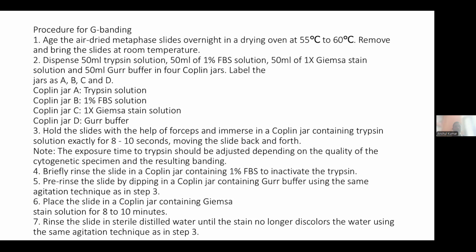Then rinse the slide by dipping it in the Coplin jar containing GURR buffer, using the same agitation technique as in the previous step. Place the slide in the Coplin jar containing Giemsa stain solution for 8 to 10 minutes. So this is the staining with Giemsa. Now rinse the slide in sterile distilled water. Giemsa is a type of Romanowsky stain and a differential staining method containing methylene blue and eosin.